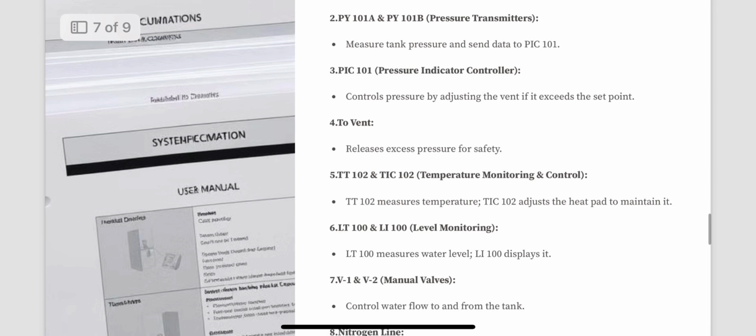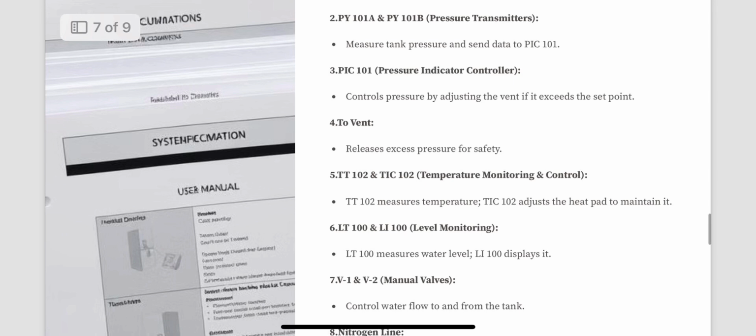Number 3 is temperature monitoring and control. Temperature is also crucial in the system, such as TT102, the temperature transmitter that measures the water temperature, and the data is sent to the TIC102, a temperature controller. If the temperature deviates, TIC102 adjusts the heat pack to maintain the required level.